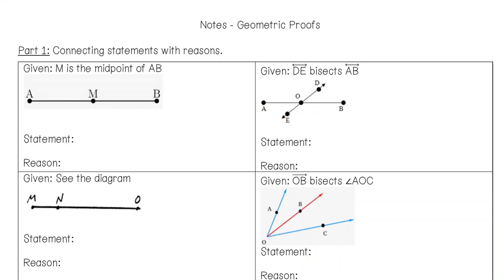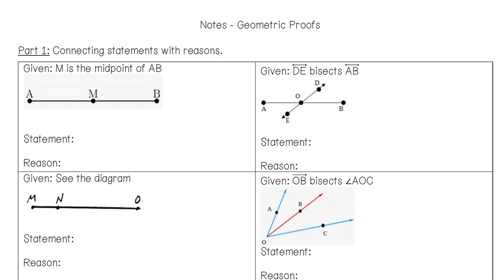So in this first part of our notes, we're just going to be connecting statements with reasons to practice them outside of an actual formal proof. So if you were given the information that's here, what statement could you make in a proof and what would be the reason is what we're trying to do here.